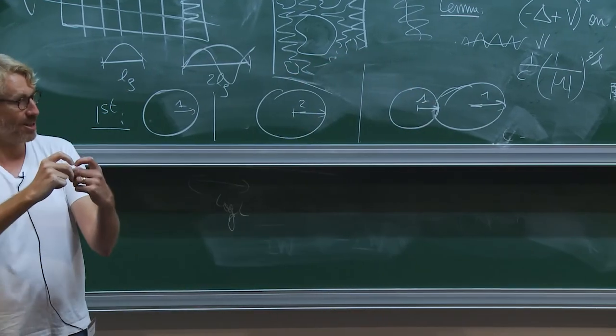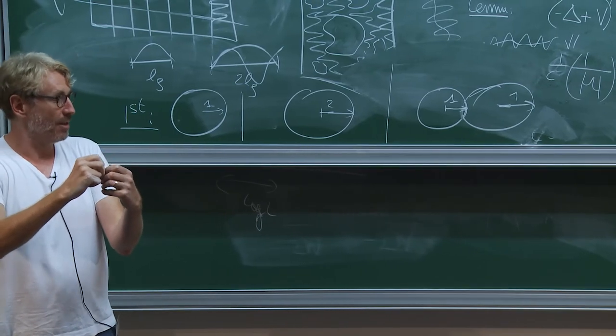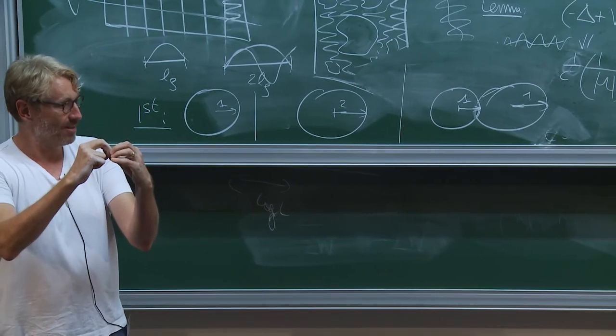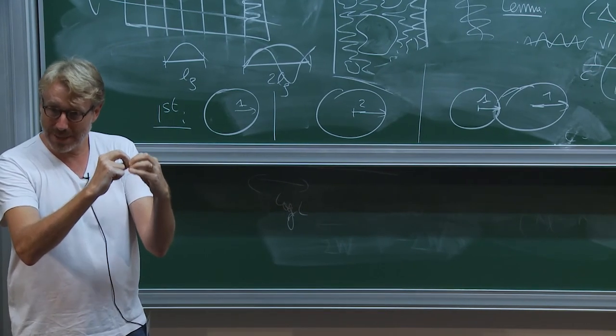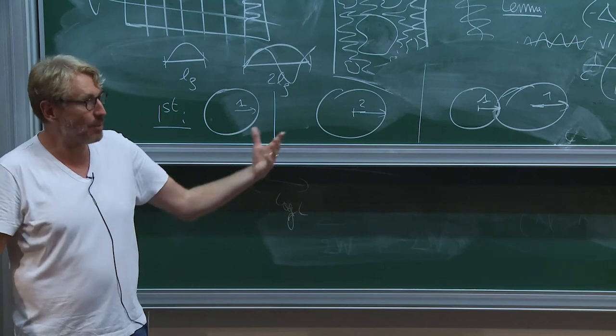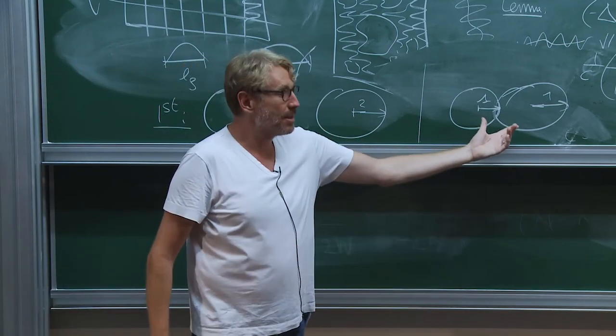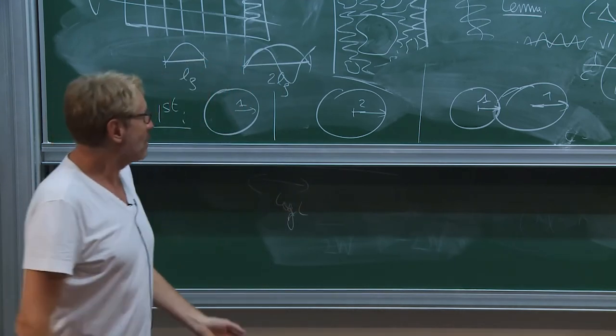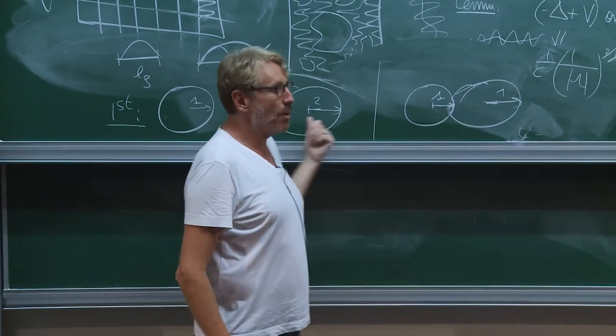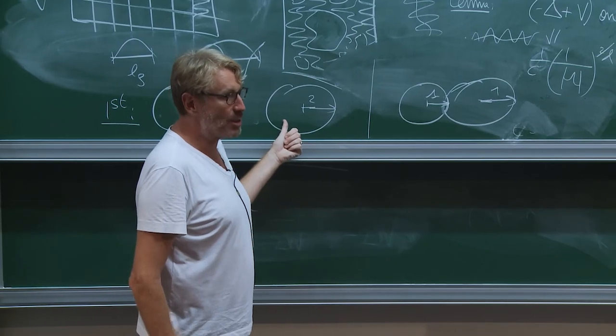It's going to be two balls. Nobody asked the thing to be connected. It's going to be two balls, right, of radius 1 next to each other. This is the shape, the open set, that minimizes the first two eigenvalues. And of course, this has much smaller volume than this one.